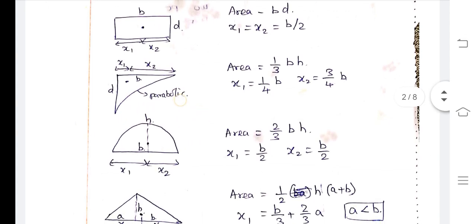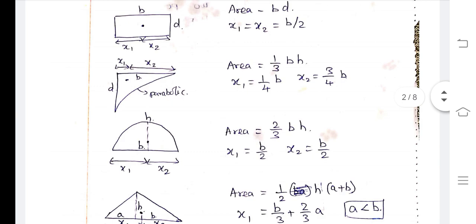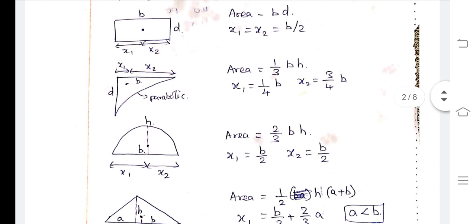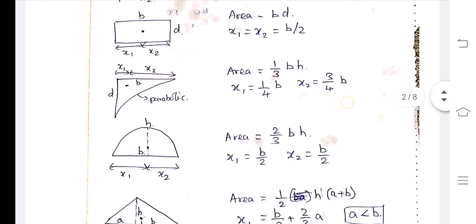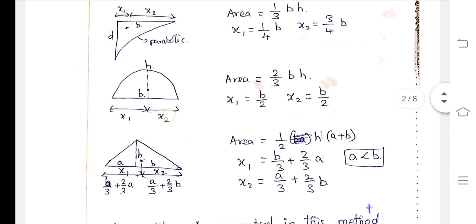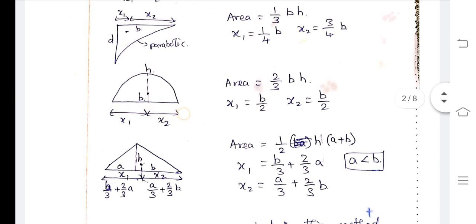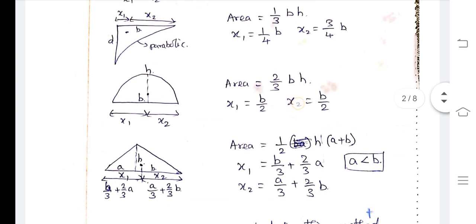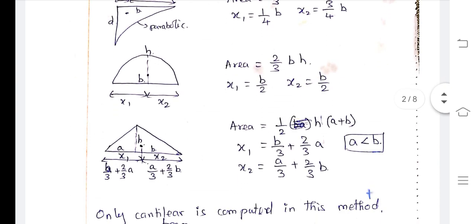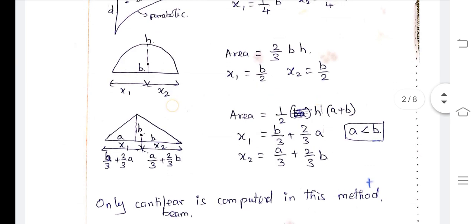You have seen this diagram in the bending moment and shear force diagram. So we have to calculate the area for this also. Area is 1 by 3 B into H, and x1 distance is 1 by 4 of B, and x2 is 3 by 4 of B. Then this shape is also seen in the bending moment diagram of simply supported beam with UDL. Here area is 2 by 3 into base into height. Then x1 is B by 2, x2 is B by 2, half the distance.